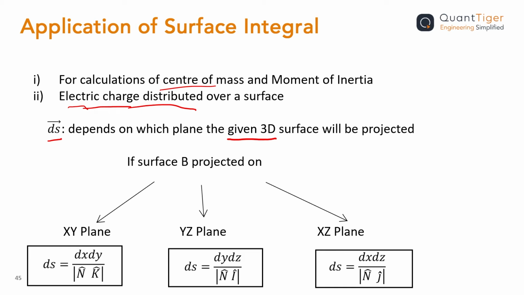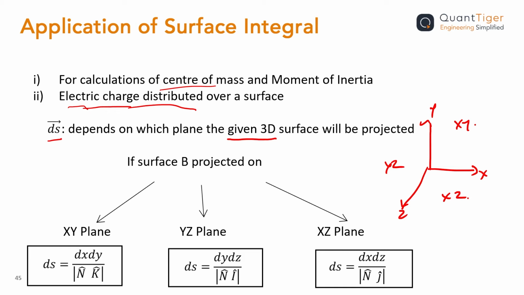Project means we try to get the shadow on any of the planes. Like here, I will draw it to make it clear. Let's say this is the x, y, and this is the z axis. So this is the xy plane, this is the yz plane, and this is the xz plane. So these are 3 planes.